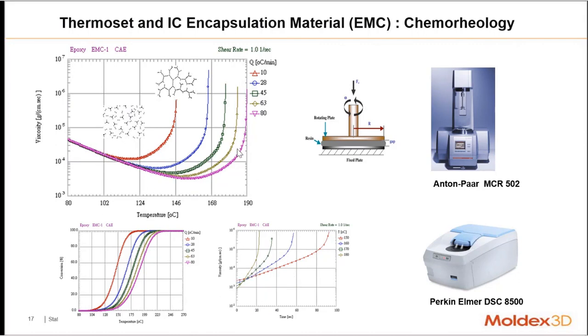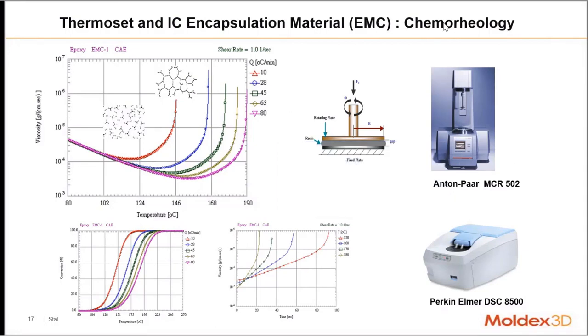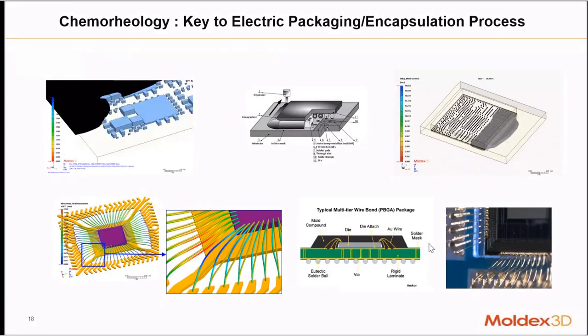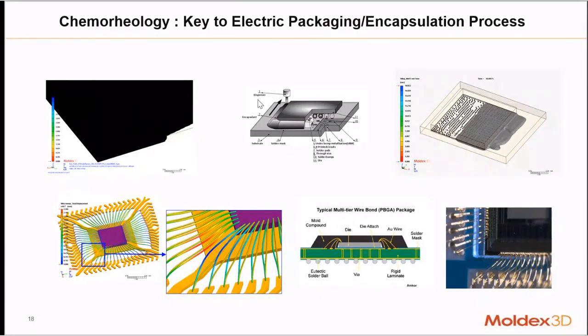So for this kind of property, we need to combine the measurement of the curing or reaction kinetics with the viscosity data, and the data is related to the chemical reactions. This is why we call it chemorheology, because the rheology is related to the chemical reaction. And of course, this kind of measurement is related to the molding of thermoset material.